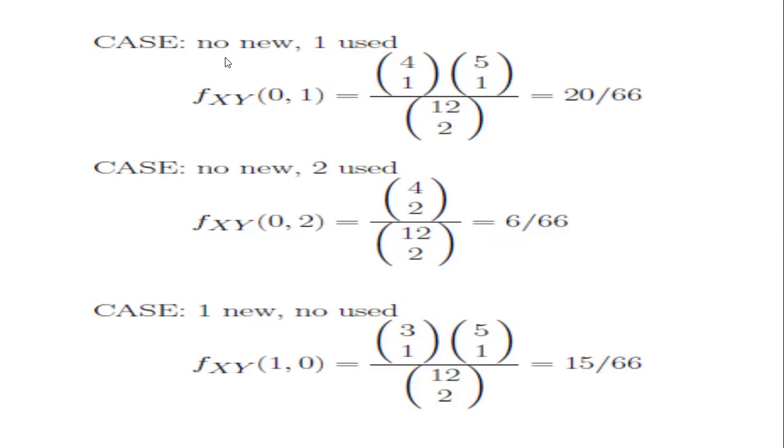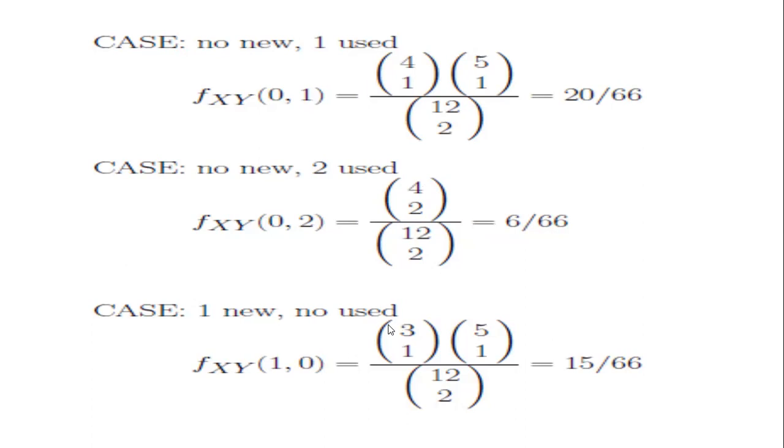If I am not selecting any new one, that means when I pick one used, the other one should be defective. So I have to multiply them, this and this. Okay. Similarly, no new, two used: four two, because there are four used and we selected two of them, four two, that's it.